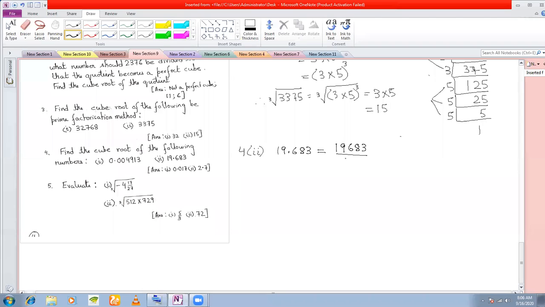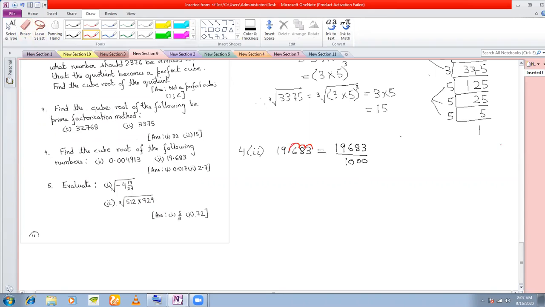19,683 by 1000. This is because you are shifting 3 places here. The decimal is jumping 3 places to the right: 1, 2 and 3. So that is why you get 3 zeros in the denominator.